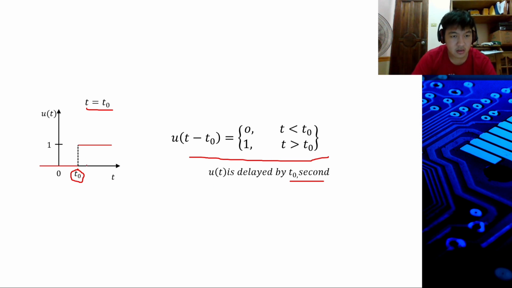step function starts. It is equal to 0 if t is less than t naught, so below t naught is where the function starts, and it is equal to 1 when t is greater than t naught.